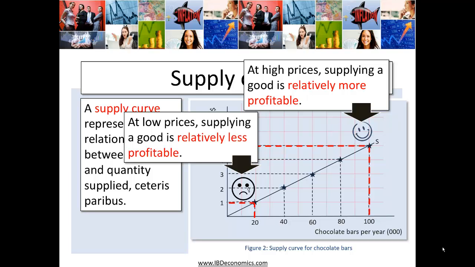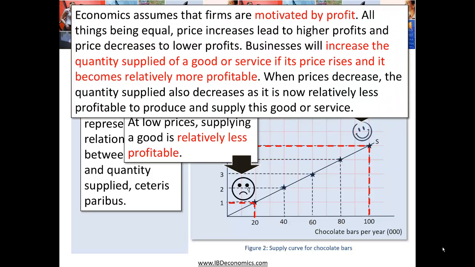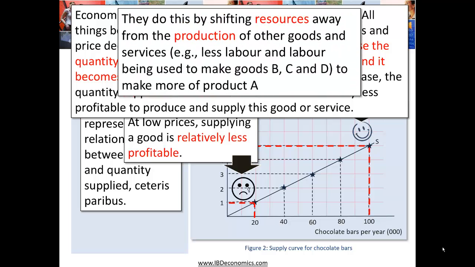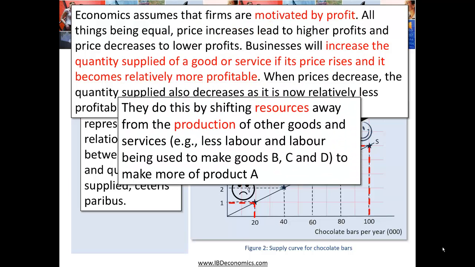Now this phrase, relatively more profitable, is an excellent one to be using in your assessments, exams, and the answers to any in-class questions. Now economics assumes that firms are motivated by profit. All things being equal, as price increases, this will lead to higher profits, and lower prices to lower profits. Now businesses are going to increase the quantity supplied of a good or service if its price increases, because it's going to become relatively more profitable. When prices decrease, the opposite occurs. It becomes relatively less profitable to produce and supply this good to market.